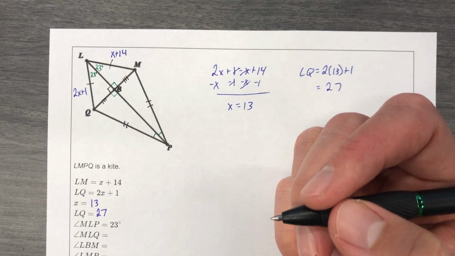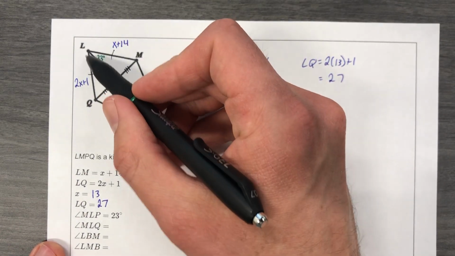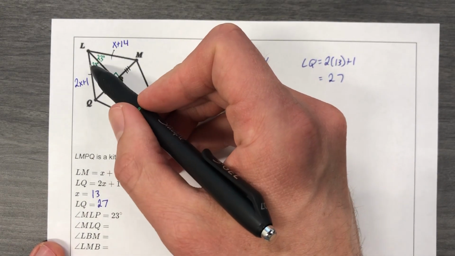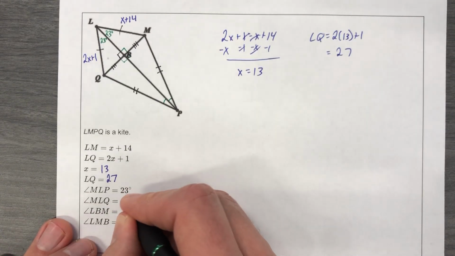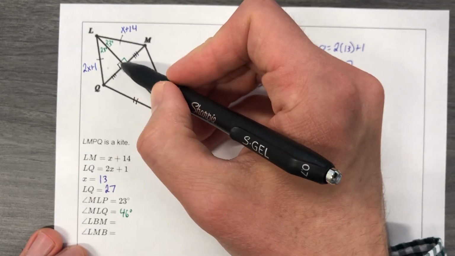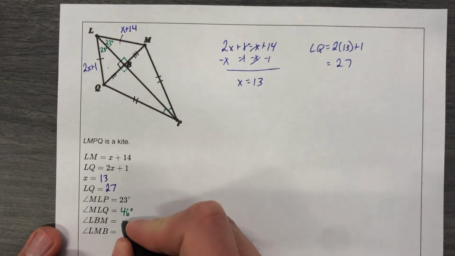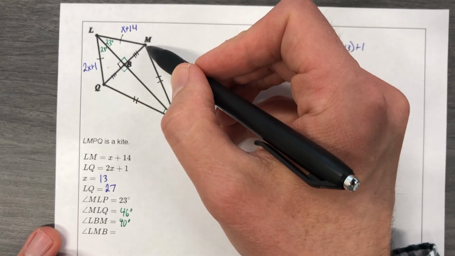Okay, so let's figure out some other stuff. MLQ is, well, 23 and 23, which I think I know what that is. That'd be 46 degrees. LBM, oh, that's 90, okay. And LMB.